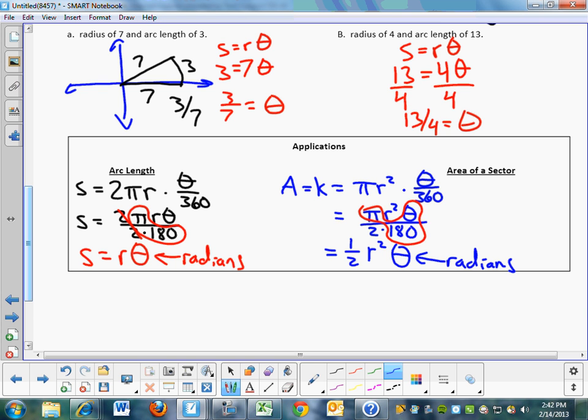Theta is the angle measure. It can be degrees or radians. When you write it like this, theta over 360, 360 is referring to degrees. That's what you always learned when you're in geometry. Don't you remember all your geometry?